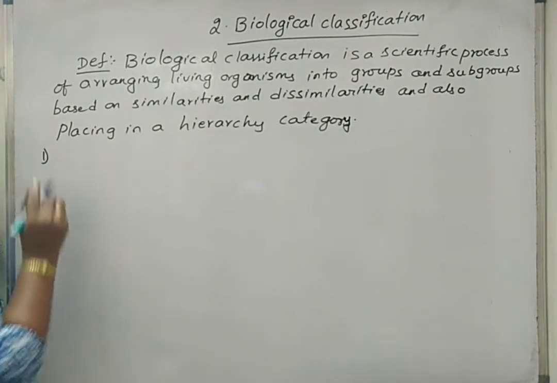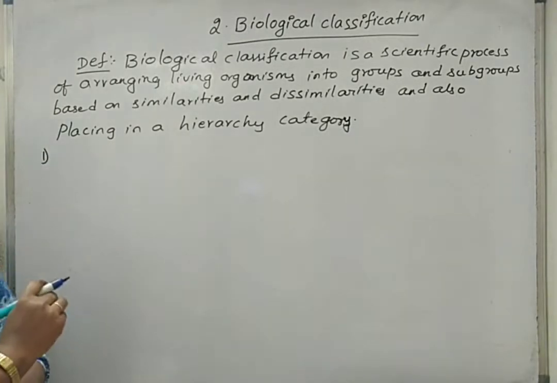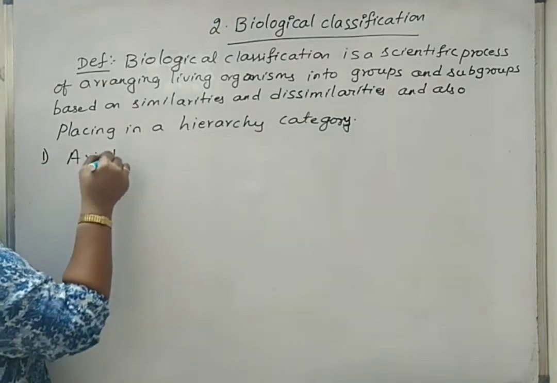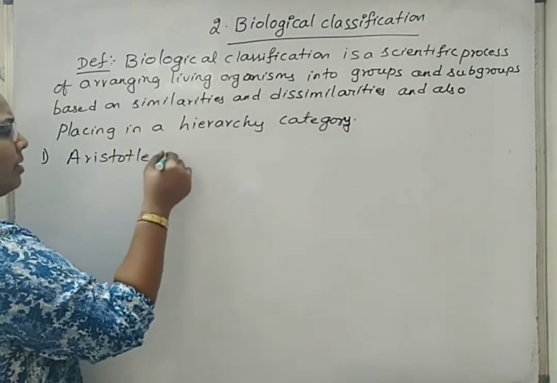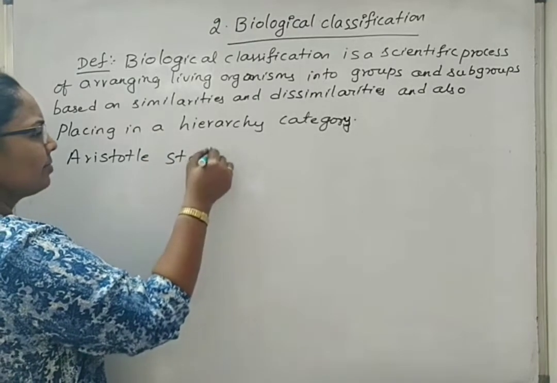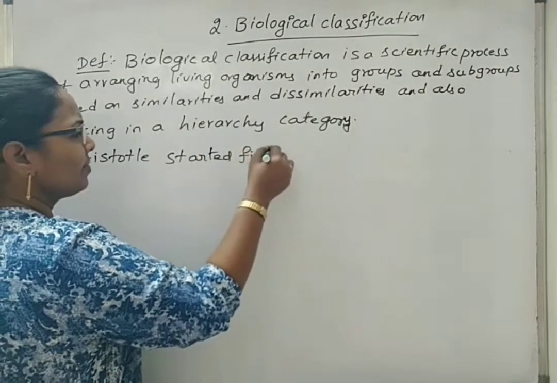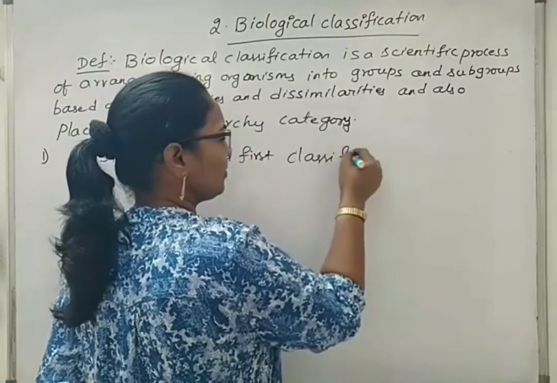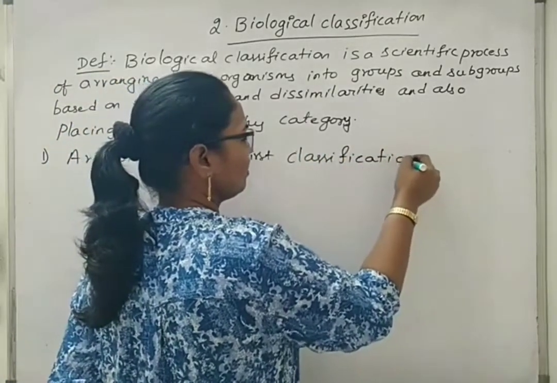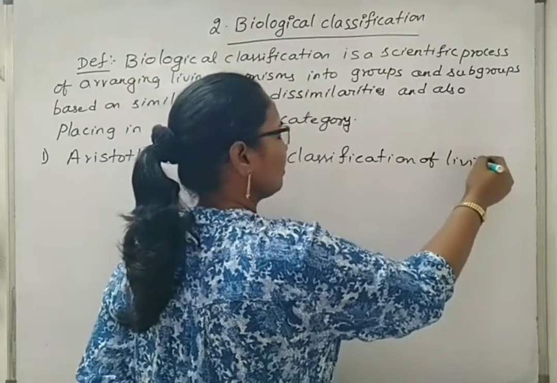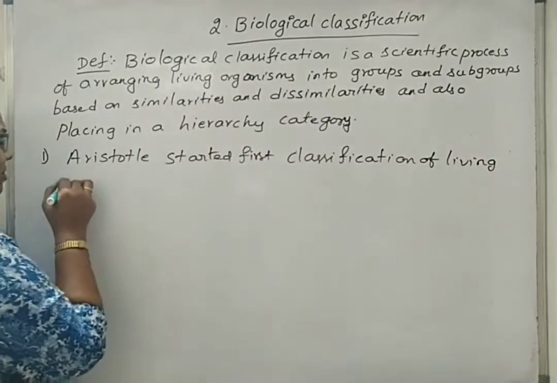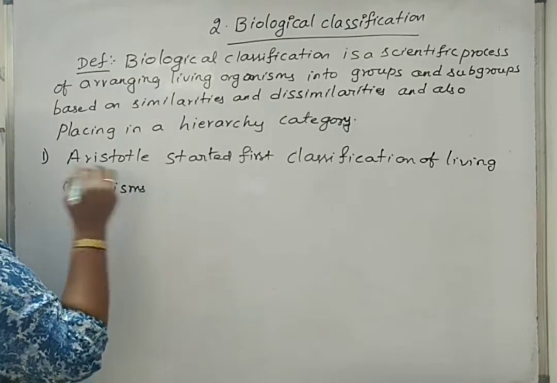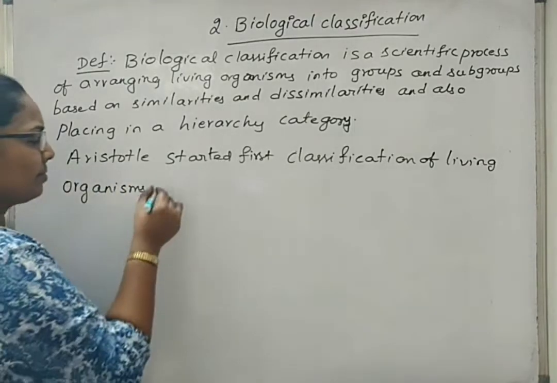So the first person who started classification is nothing but Aristotle. Aristotle started the first classification of living organisms on a scientific basis.